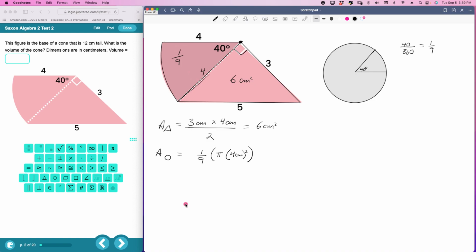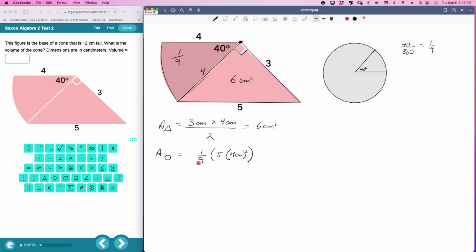That's all you're doing differently for the area of the circle. You are just making it a fraction so that you know what to multiply to tell what part of that total area you're talking about. And in this case, we are talking about 1/9 of the whole circle, which is 40 degrees. So this is how you would do that.